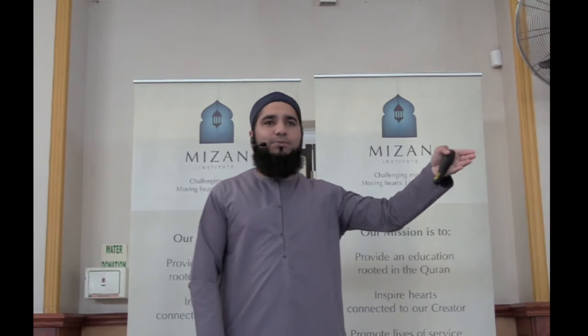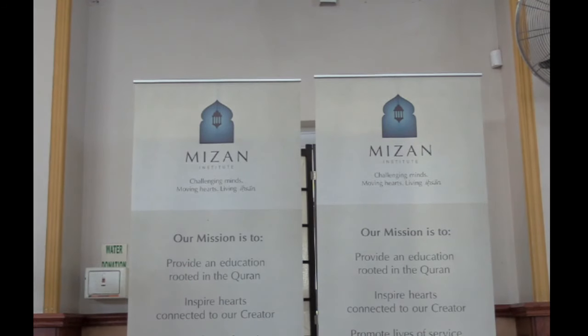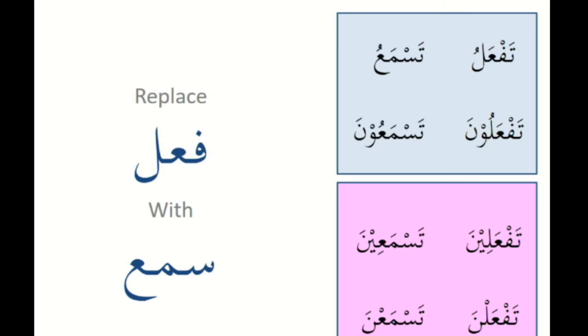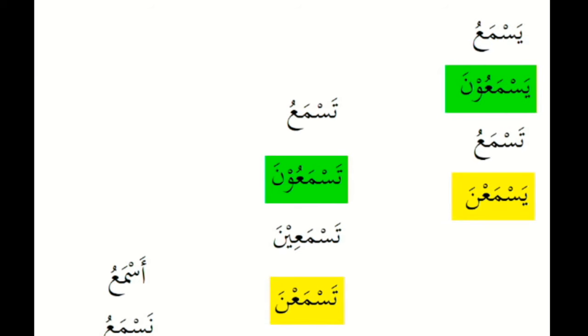Yasma'na, yaf'alna. They, many females. Is it past tense or present tense? Present tense, because there's something attached at the beginning. So you know it's they, many females, are doing something. What are they doing? Hearing. Okay. So we just go down the scale like that. Taf'alu becomes tasma'u. Taf'aluna becomes tasma'una. Taf'alina becomes tasma'ina. Becomes tasma'na. Af'alu becomes asma'u. Naf'alu becomes nasma'u. And then we get a new scale. Yasma'u, yasma'una. Tasma'u, yasma'na. Tasma'u, tasma'una. Tasma'ina, tasma'na. Asma'u, nasma'u.